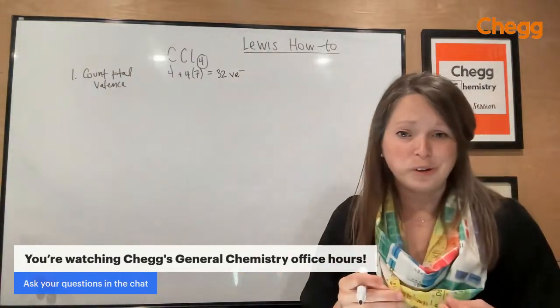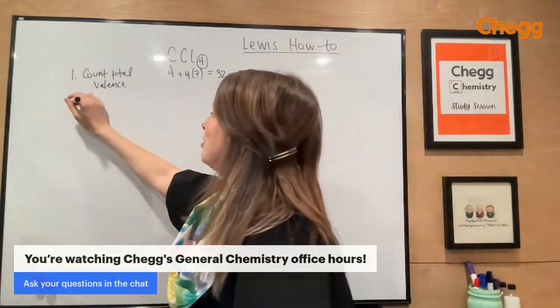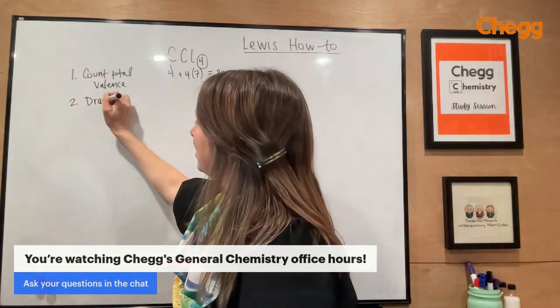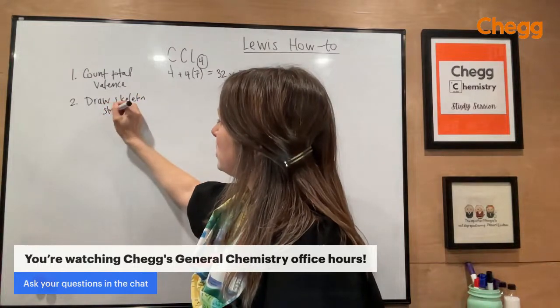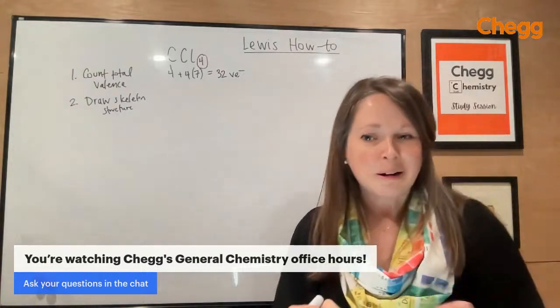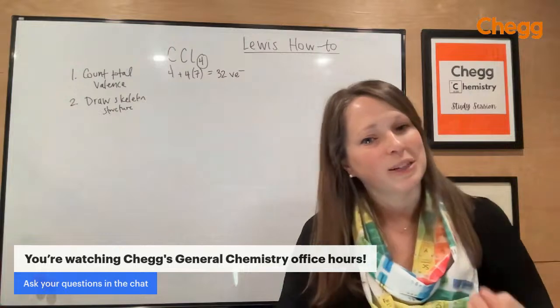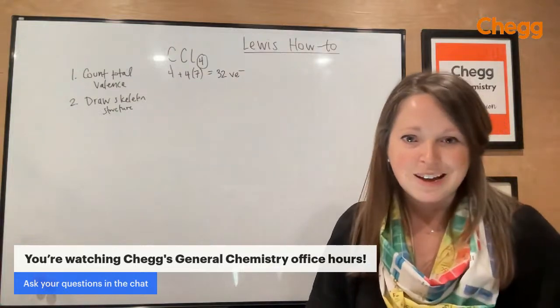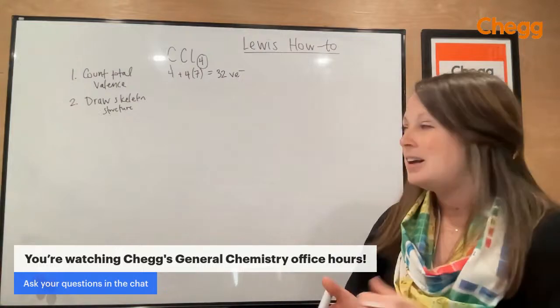So you're going to count that total, and then you're going to wait until the last step to double check everything. Now you're going to draw a skeleton structure, which is basically where you guess how these atoms are going to come together. There are some cheat codes with this. Carbon has 4 valence electrons. That means it wants to form 4 bonds. Carbon is typically going to be your central atom because it wants those 4 bonds.